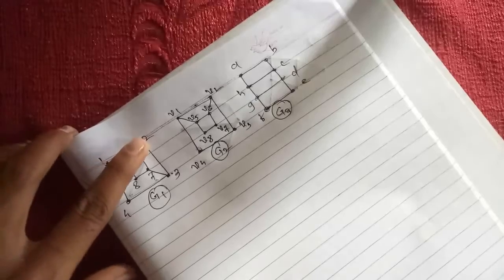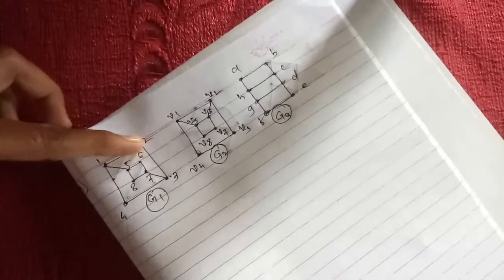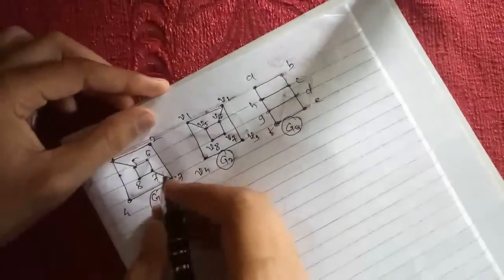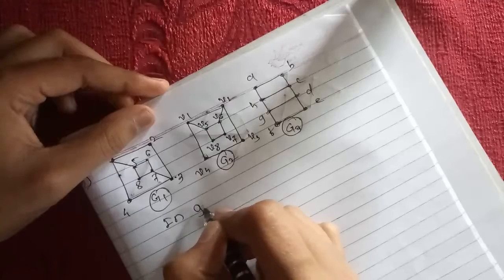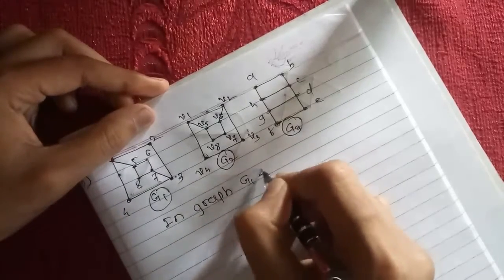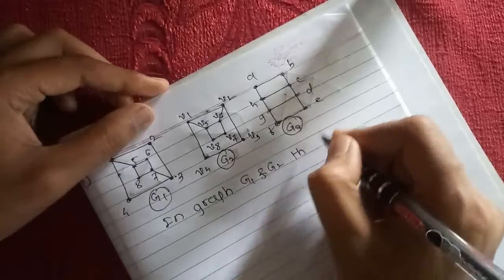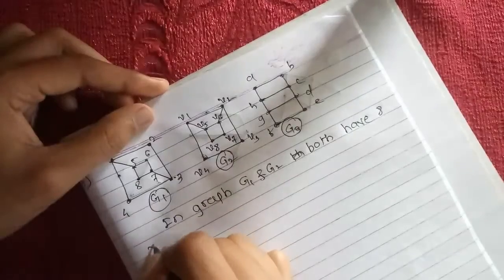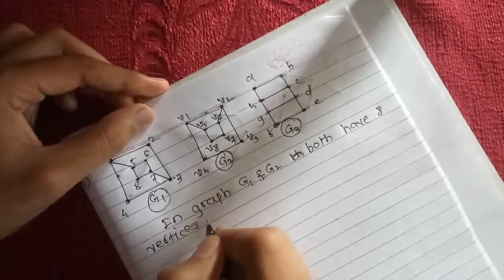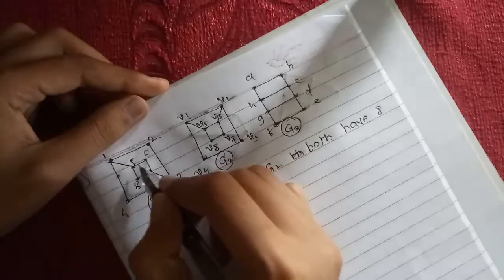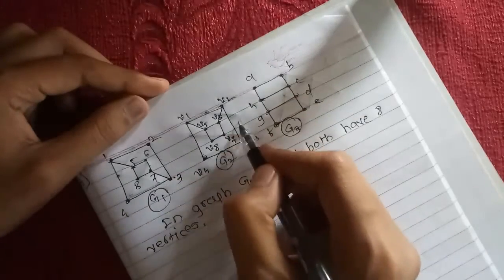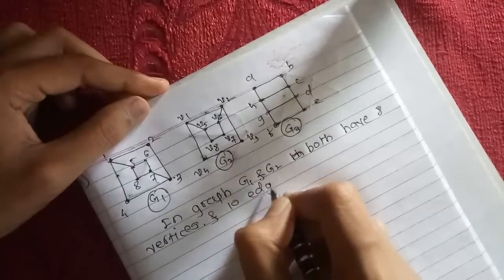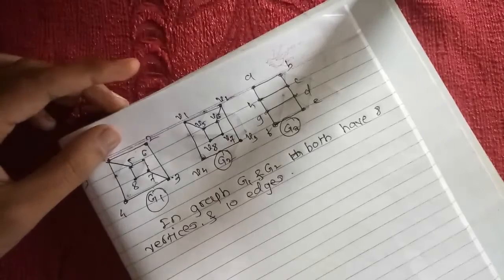Now we check the isomorphism of the three graphs. First we observe these two graphs. In graphs G1 and G2, both have 8 vertices, right? And the number of edges are 1, 2, 3, 4, 5, 6, 7, 8, 9, 10. And 10 edges. Right? Now we check the degree of each vertex.